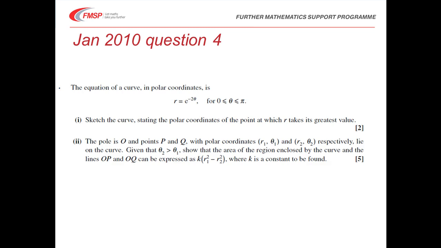of a curve in polar coordinate form, r equals e to the minus 2 theta, for theta between 0 and pi. In part 1, we're asked to sketch the curve, stating the polar coordinates of the point at which r takes its greatest value. And then in part 2, the pole is O, and P and Q with polar coordinates r1, theta 1 and r2, theta 2 respectively lie on the curve. Given that theta 2 is greater than theta 1, show that the area of the region enclosed by the curve and the lines OP and OQ can be expressed as k upon r1 squared minus r2 squared, where k is a constant to be found.